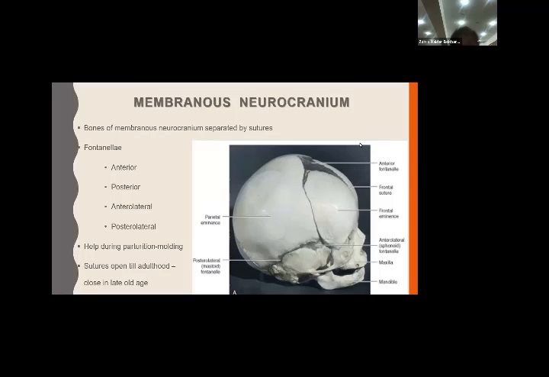So, let us talk about the membranous neurocranium. From the membranous neurocranium, the bones of the vault of the skull are formed. But remember one thing: these bones of the vault of the skull approach each other but do not fuse with each other. Yes, they are connected to each other by fibrous connective tissue, and in between them you have sutures.